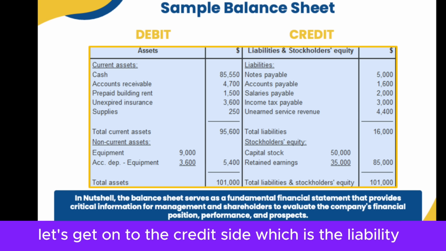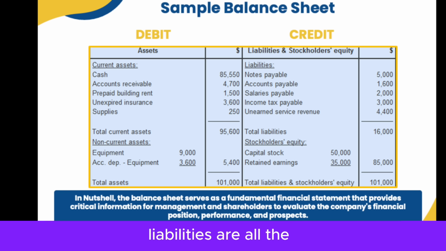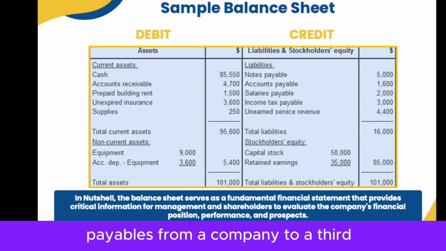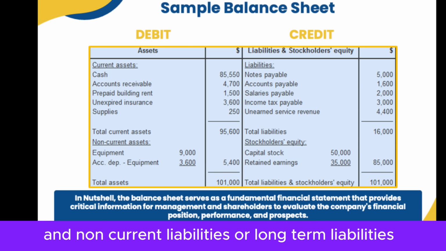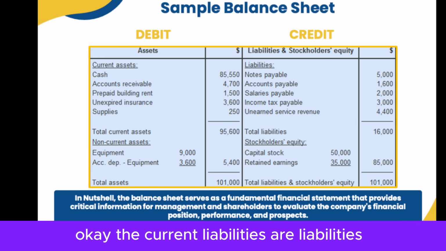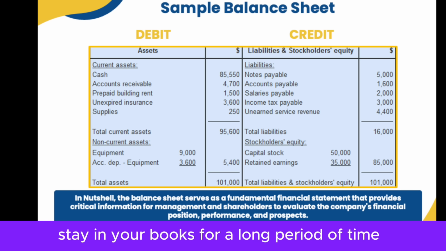Let's get onto the credit side, which is the liability. So what is a liability? As I explained earlier, liabilities are all the payables from a company to a third party or employees. All right. So similar to assets, in liabilities we will also have current liabilities and non-current liabilities or long-term liabilities. Okay. The current liabilities are liabilities which are basically for the short term, and they will not stay in your books for a longer period of time.